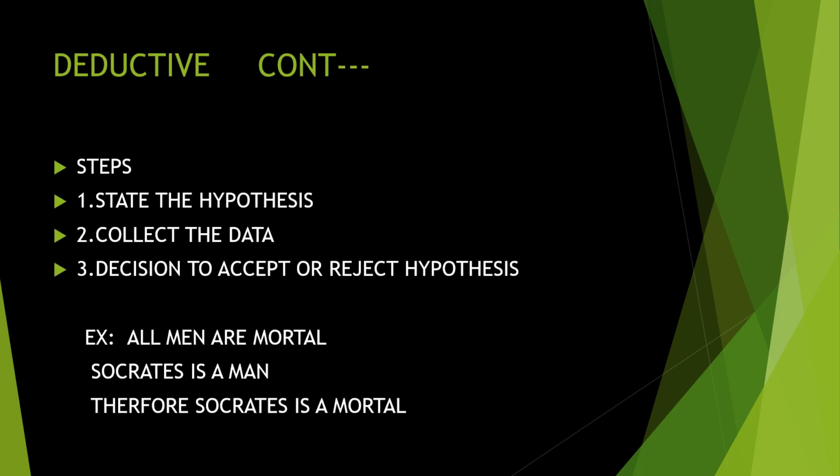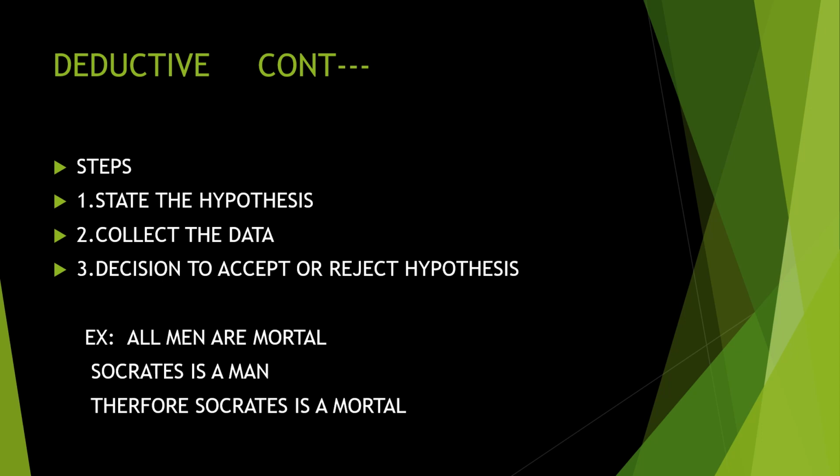Then, the steps in deductive research. What are the steps there? State the hypothesis. First, they have to give the hypothesis, what they are going to find out. That is what we call the hypothesis. State the hypothesis, then collect the data, or according to that, we are collecting the data. Then discussion to accept or reject it, whether it is acceptable or not. When it is accepted, you will get the PhD. If it is not, it is rejected, and you have to revise it and do it again.